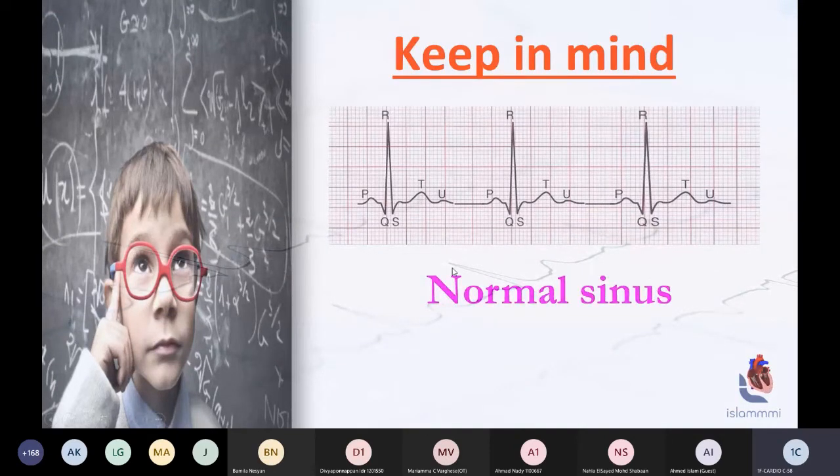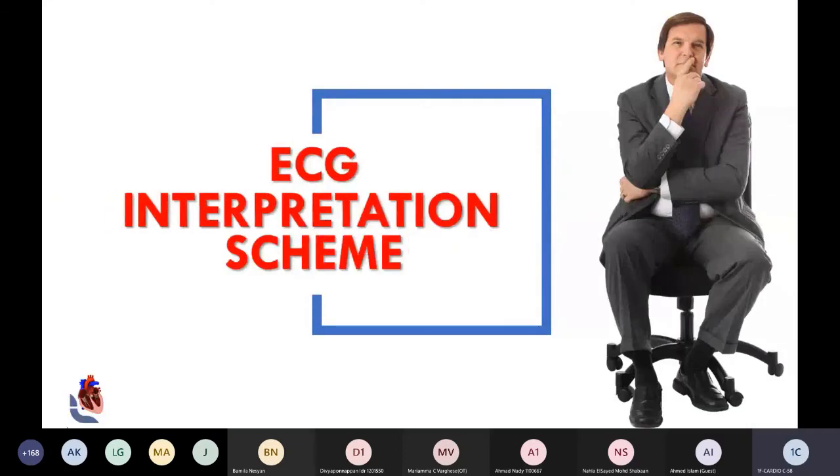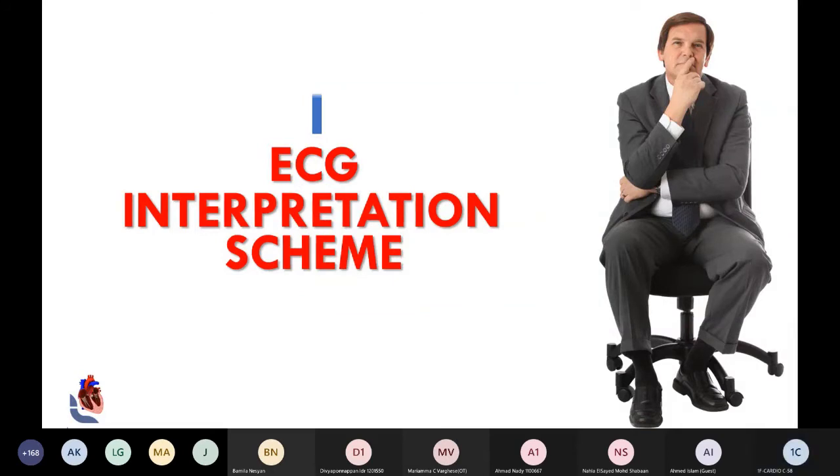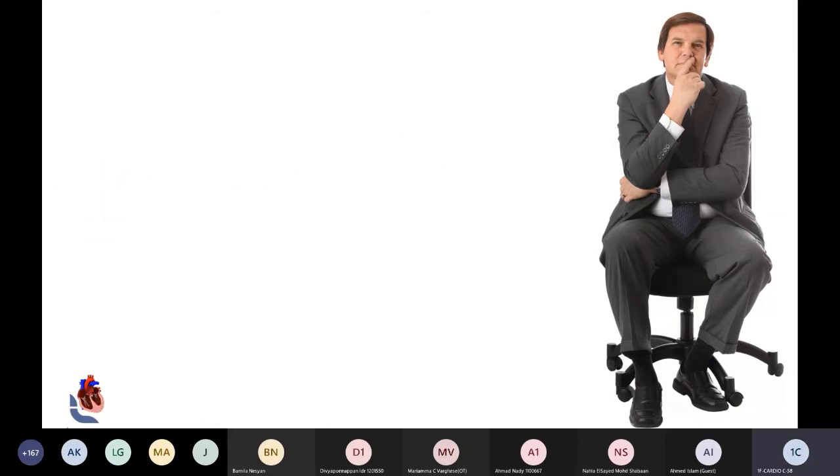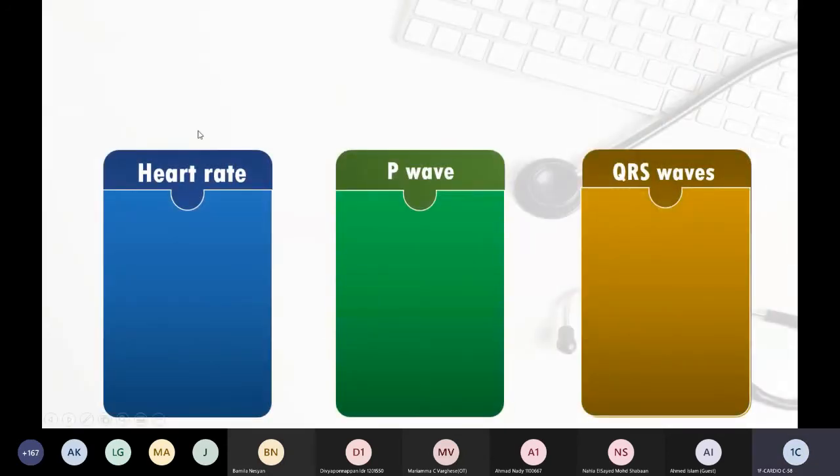So now you know that we have an ECG. So if you want to make an interpretation for an ECG, you have always to have a scheme in your mind. So if you have a scheme, you will reach the diagnosis. And this is my scheme.